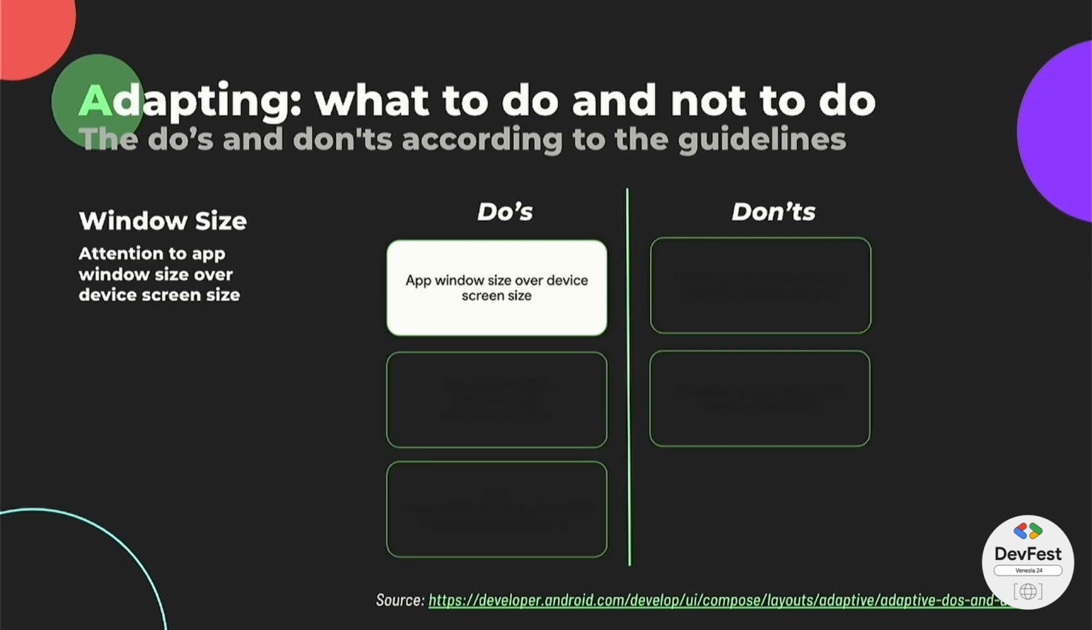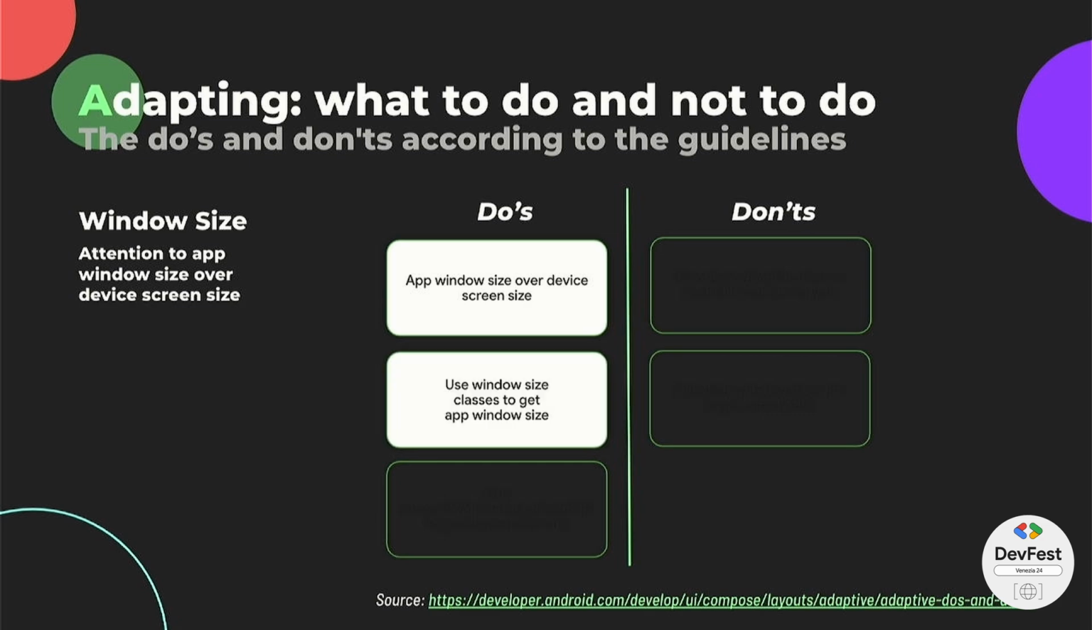Then when it comes to window size, you need to use the app window size and not the device screen size. So you need to no longer say, is it a phone or is it a tablet? Because as I showed you, we now have a watch. People can use your app on a laptop, on a Chromebook, on a foldable device, on a tablet. The devices are big. So basically you need to step away from the screen size, and use the app size. So that's the recommendation there.